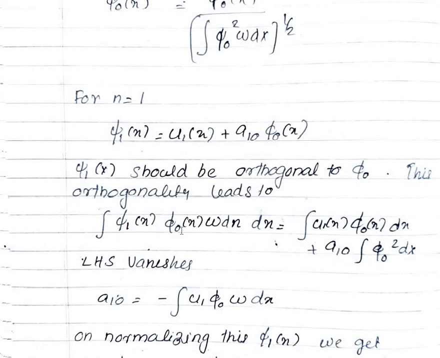Psi 1 and phi 0 should be normalized. So when we integrate this, this term will vanish. This and this should be normal, because we are finding the normal function. So this term will vanish. So you will get a 1 0 as this, when we take this term to the left hand side: a 1 0 is equal to minus integral u 1 phi 0 w dx.